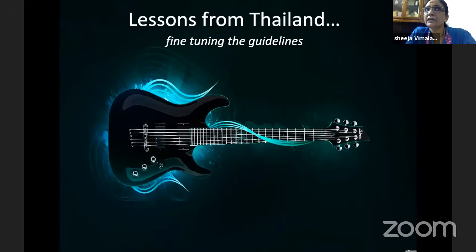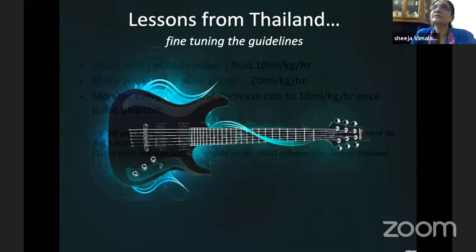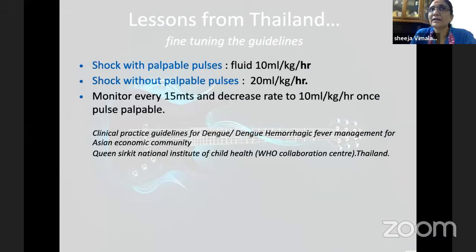In fact, we have sent a team of doctors to Singapore by the government. So this is from the guideline that was shared by them. So we need a fine tuning. So why are we taking lessons from Thailand? The reason is because Thailand usually has more than 1 lakh cases in a year, but the case fatality rate is just 0.09%. And this guideline was prepared by Dr. Siripai, who incidentally is a pediatrician and who was one of the co-authors of the 2009 WHO guidelines. And this center is the WHO Collaboration Center.